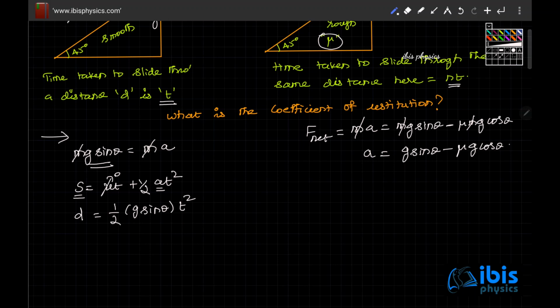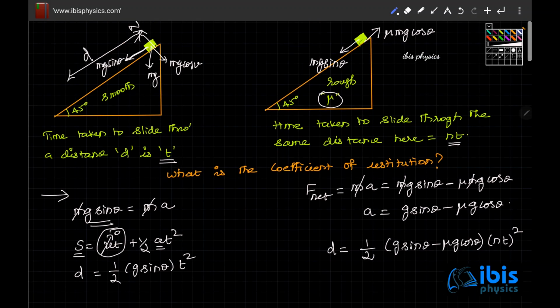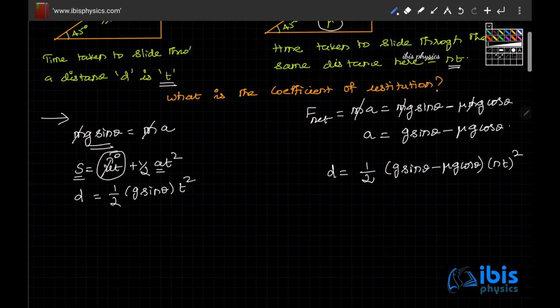Then they say that the time here is n times t seconds. If you apply the same relation, the displacement d is equal to ut plus half at square, and here ut is 0, so it is half a t square. In the second case, d is half into g sin theta minus mu g cos theta, times the time n t squared. Since they slide through the same distance in both cases, the left hand sides are equal, and hence the right hand sides must be equal.